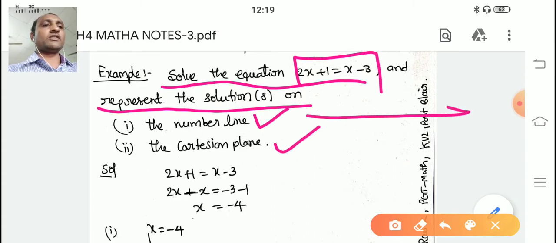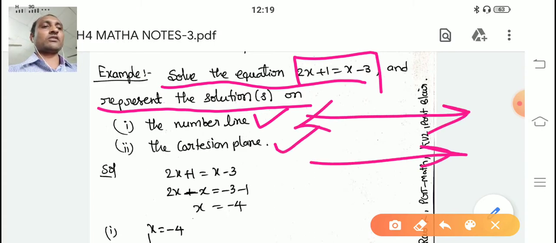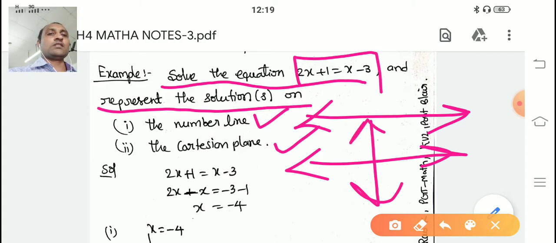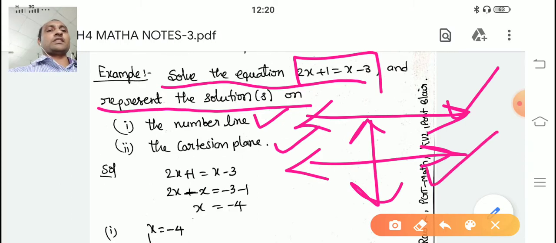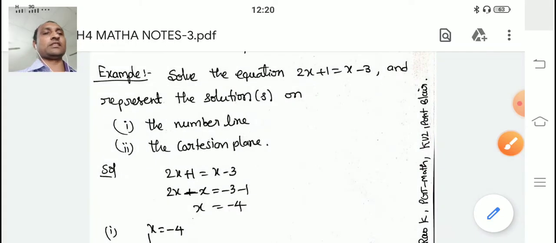Number line means we have to take it like this. Cartesian plane means all four quadrants, x axis and y axis. Like this we take it and we do it. Then on the number line and on the Cartesian plane we have to represent 2x plus 1 is equal to x minus 3 after simplification. Let me simplify it. How to simplify this one?